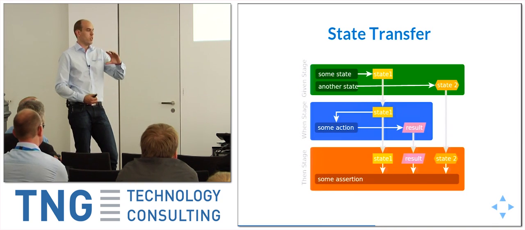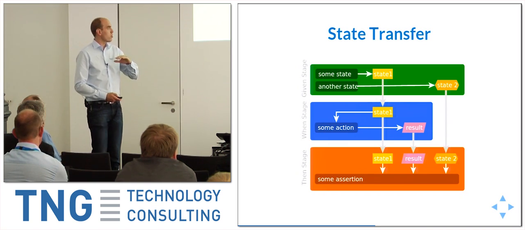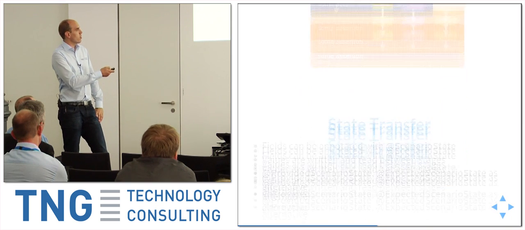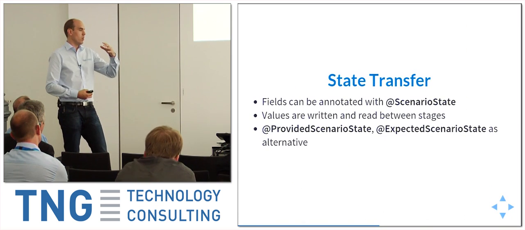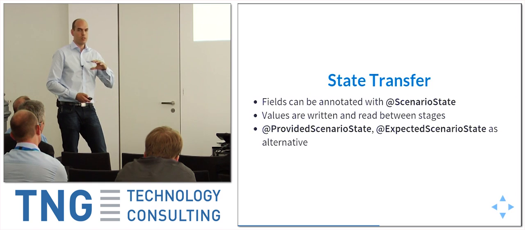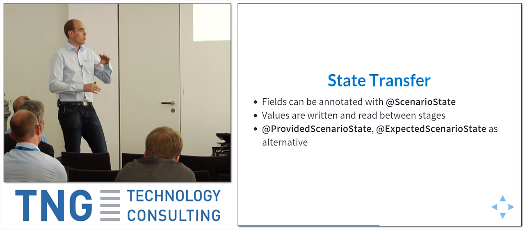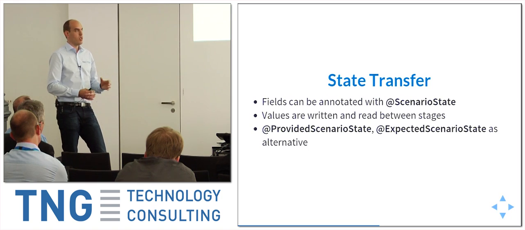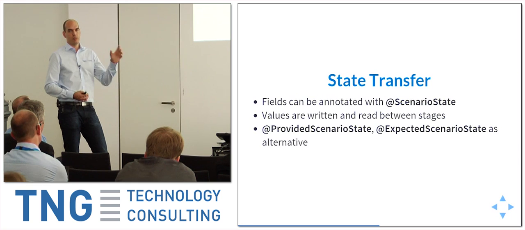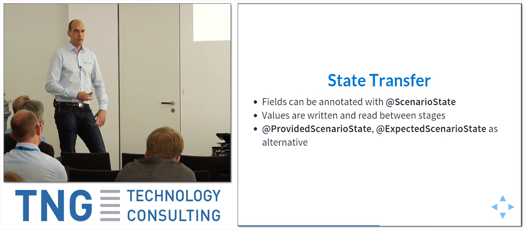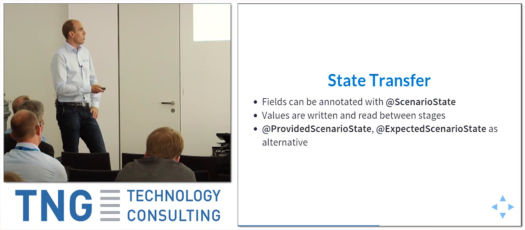So you can have a given stage where you provide some state, and in the when stage, you can then write expected scenario state, and you get the state transferred to this stage. Important is that the stages themselves need not know each other. They can just say what they want to have, and you plug in some stage which exactly provides what you want. So you can really define your scenarios modularly.